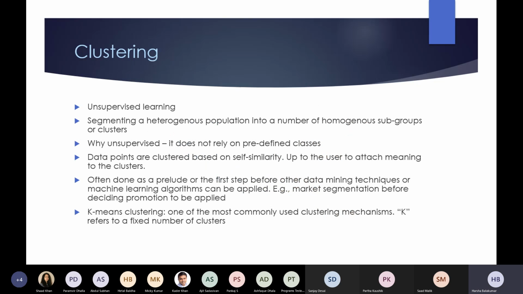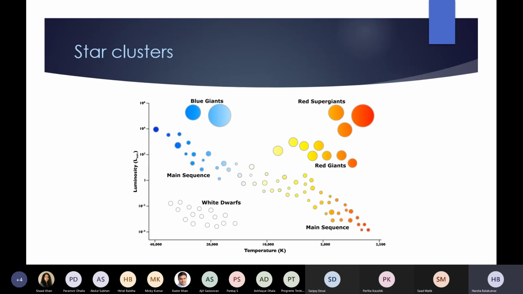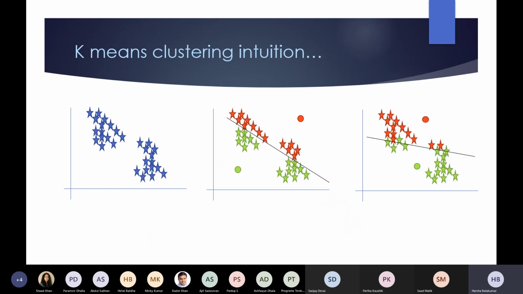So we are going to look at K-means clustering today. As I mentioned, it is a way of finding a known number of clusters. How we'll arrive at the number of clusters, I'll come to that a bit later. So I'll take a simple example.